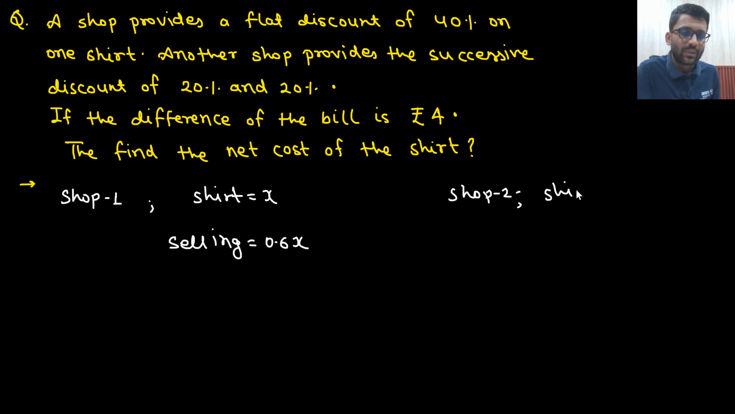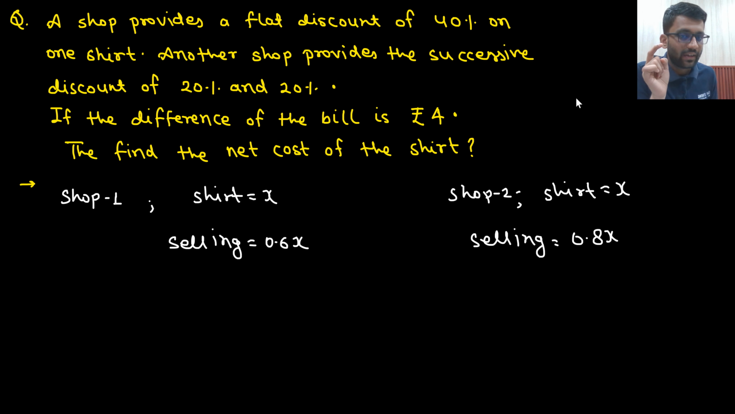Now what is the other shop doing? The shirt was of rupees x only. First they are providing a discount of 20%. So first they are selling at 0.8 of x, right? From 100, they are selling at 80 rupees. They are providing a discount of 20. So they are selling at 80 rupees. That means they are selling at 80% price.